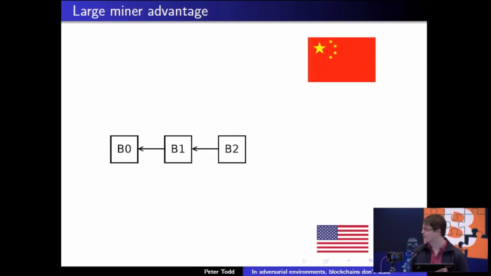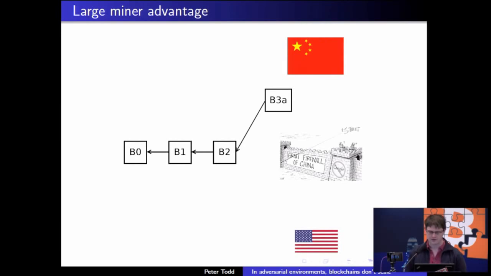In my little scenario here, we can imagine a blockchain that has recently started with 3 blocks, and we have Chinese miners and US miners. If China finds the next block, they're behind the Great Firewall of China, which I had the pleasure of interfacing with last week, and I can tell you it's rather slow to get any data across. It's quite likely that before the US side even learns about China's new block, they're going to find another block.